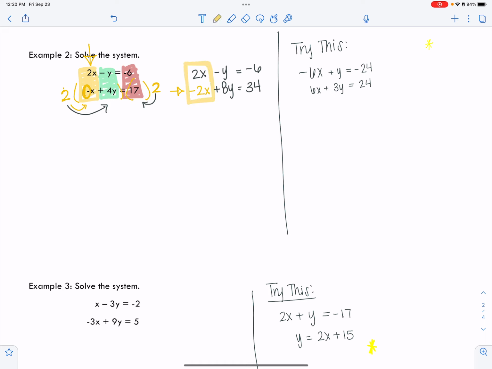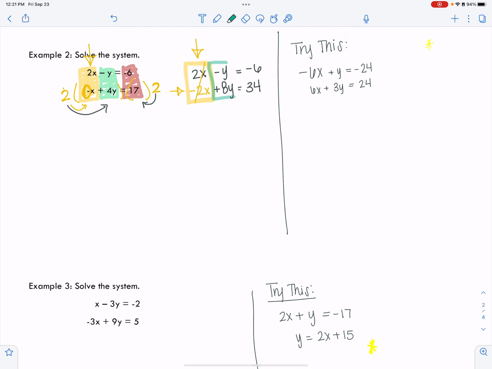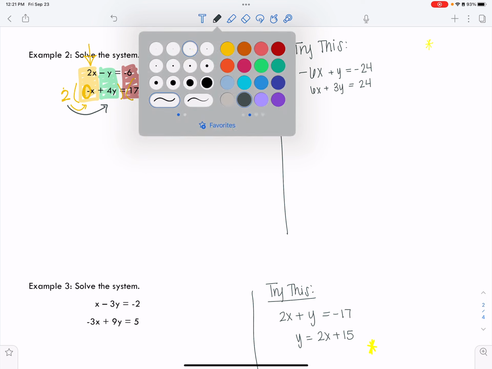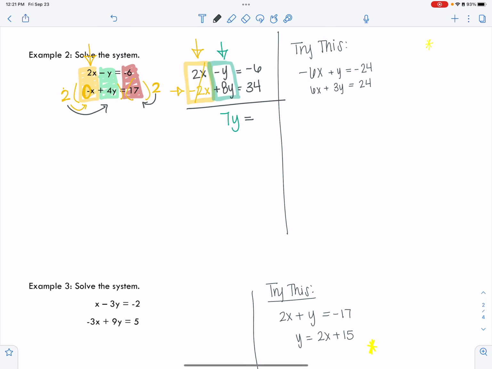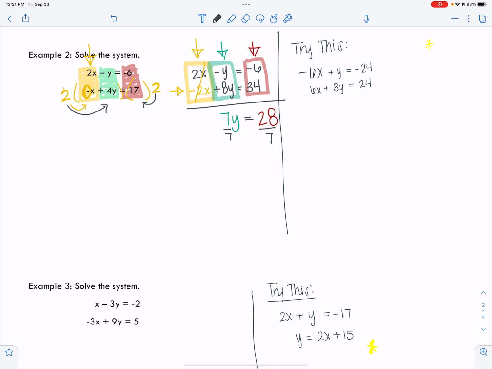adding down the column. So 2x plus -2x is going to cancel. The next one, I've got -1y plus 8. That's going to give me positive 7y equals. And then in the last column, I've got -6 plus 34, which is going to give me 28. I'm now going to solve for y. So divide both sides by 7 and get y equals 4.